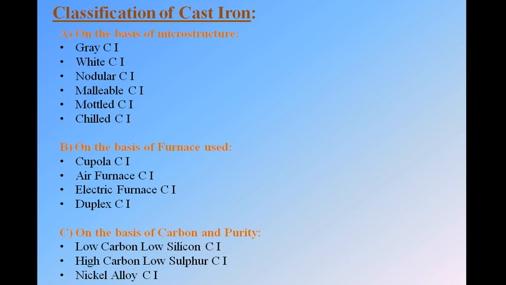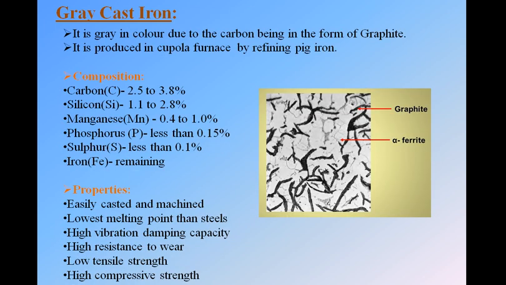Next we will start with the first one, gray cast iron. So why is it called gray cast iron? Because when it is fractured, it shows a gray color. Why does it show the gray color? Because carbon is present in the form of graphite in gray cast iron, so it shows the gray color. Remember, it will be asked in the exam. It is produced in a cupola furnace by refining pig iron.